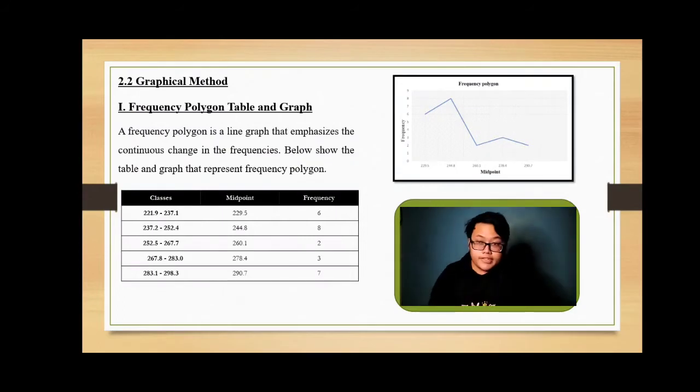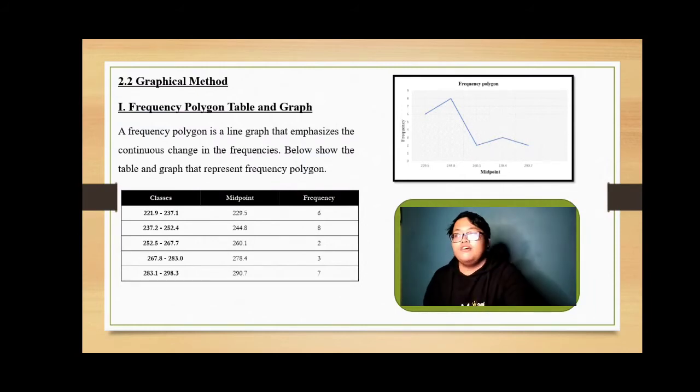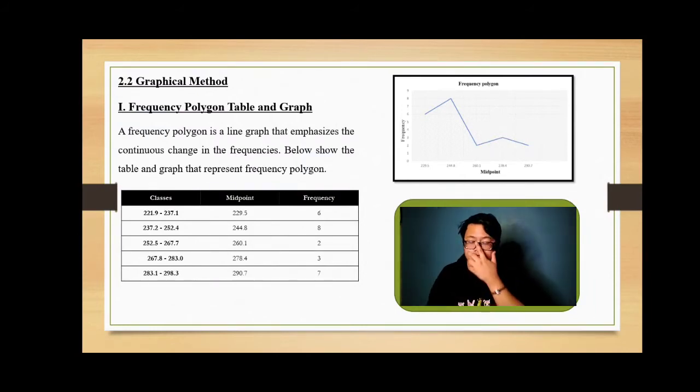So right now we have the table and graph that represent the frequency polygon. We have Table 1 here as shown on the screen right now. We have class, midpoint, and frequency. Let us talk one by one. We have up to 5 classes, 5 midpoints, and 5 frequencies. So let us talk about the classes, then the midpoints, and then we go to the frequencies.